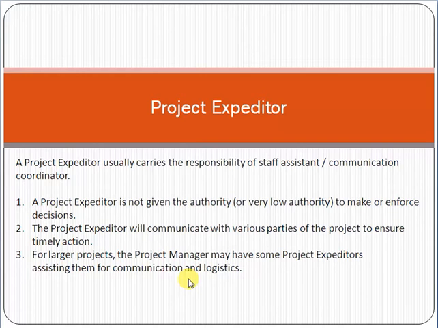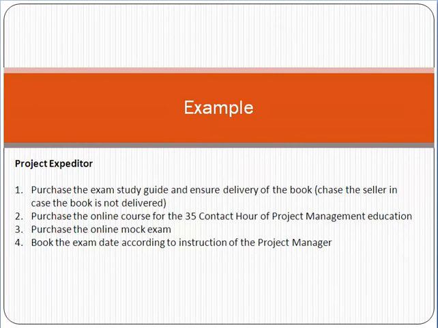So, a project expediter is mainly a person who is assisting the project manager. He is communicating with the staff as well. He is coordinating with the vendors as well. The project expediter doesn't have any authority to make any decision. He cannot take any decision by himself. However, his main role is to assist the project manager so that the project can be expedited. Now we have already discussed how he can expedite.